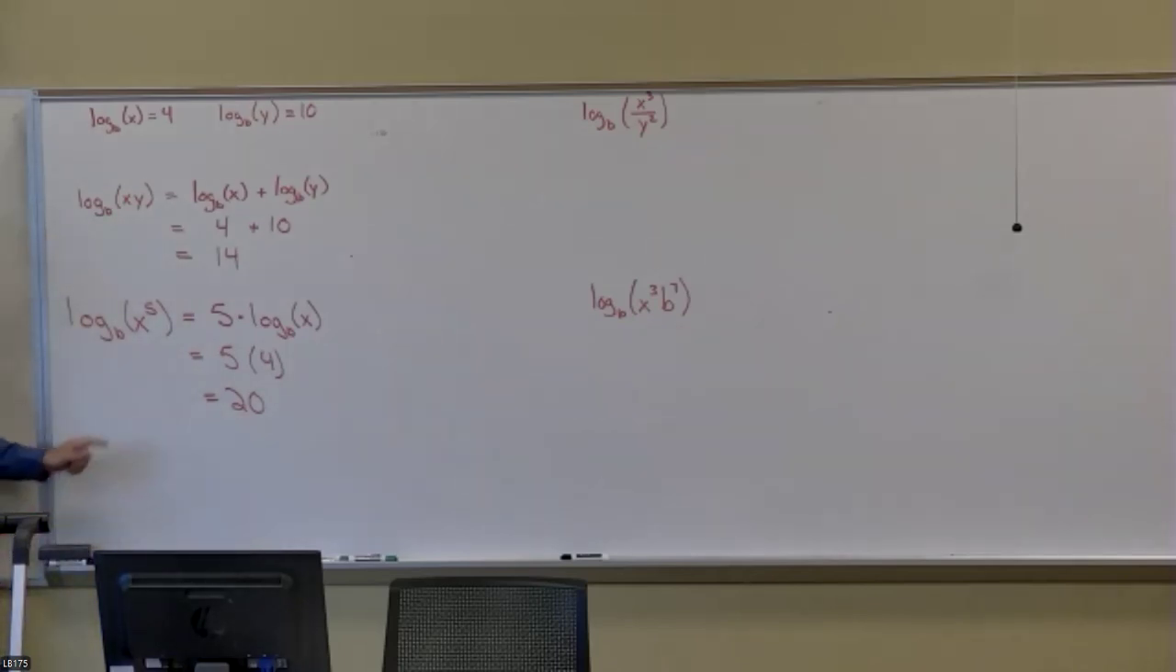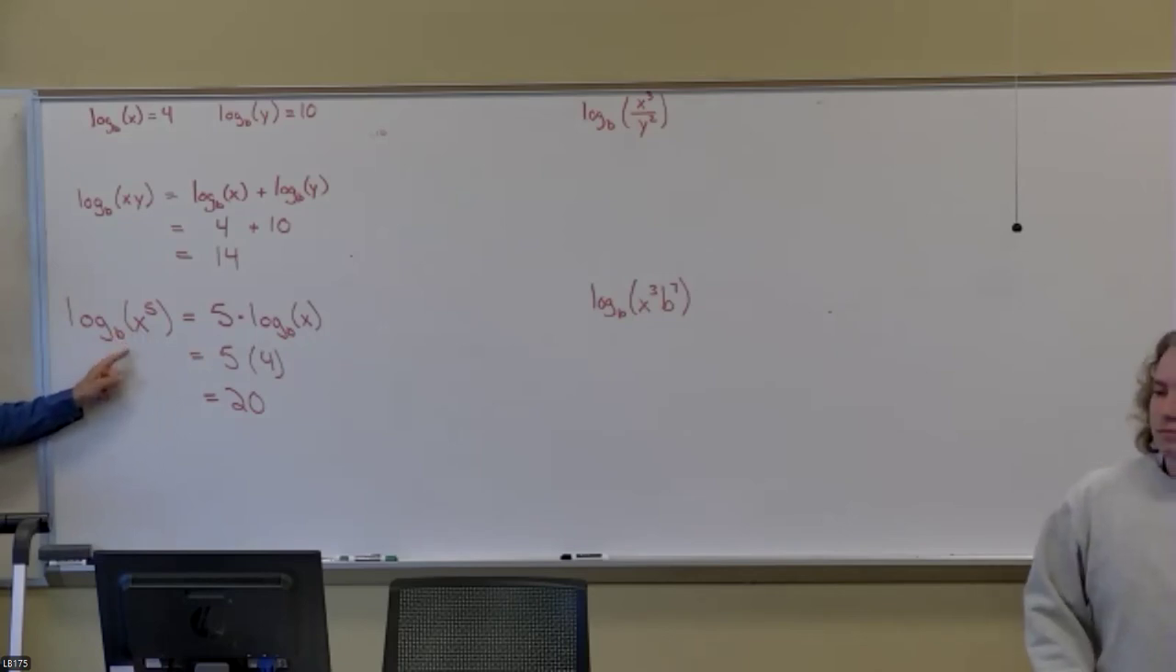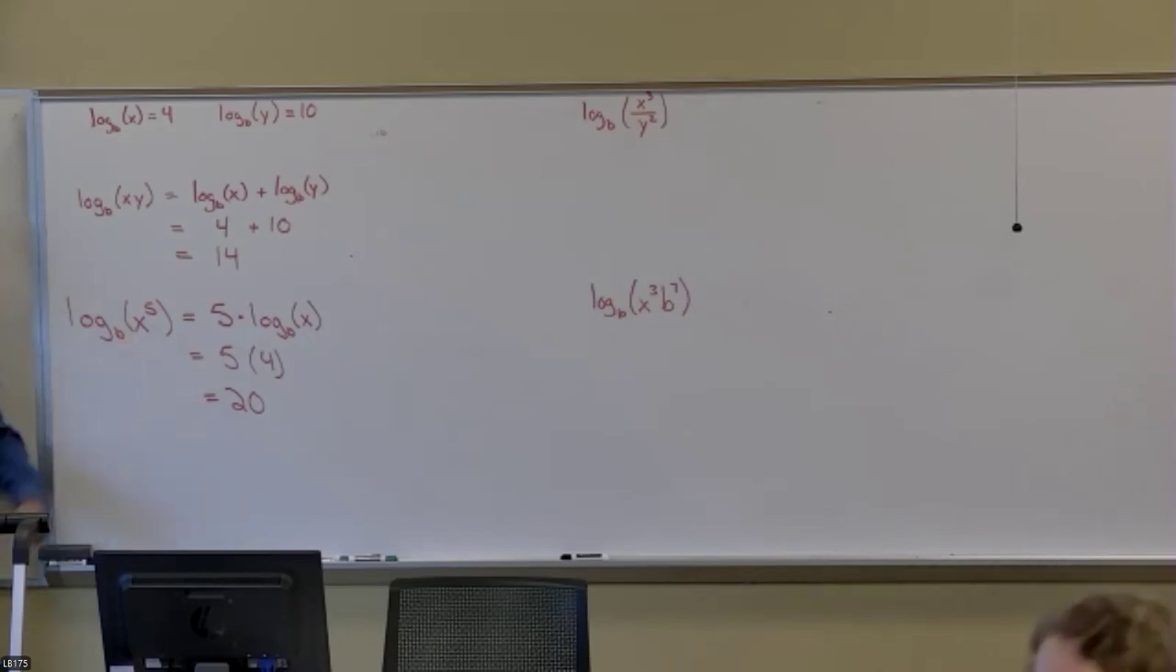So even though I don't know what x is, I don't know what b is, I can compute that log base b of x to the fifth is 20 by using the log rules.